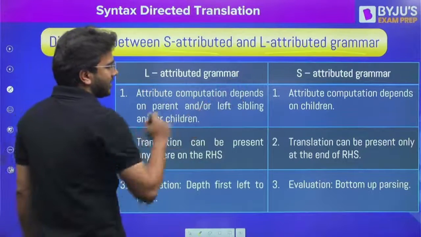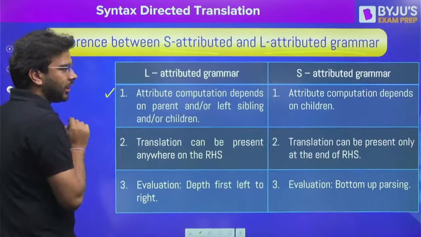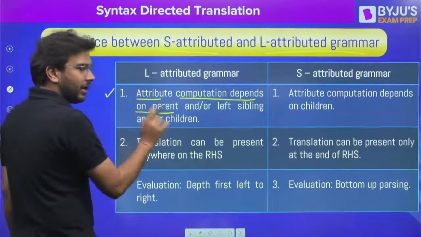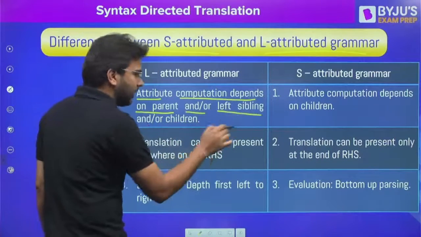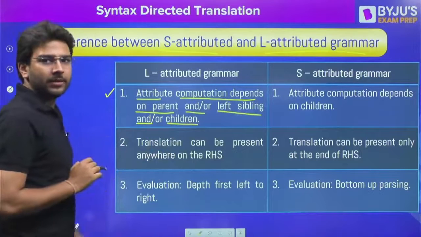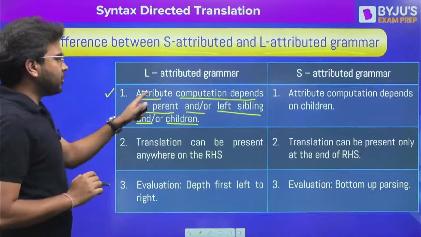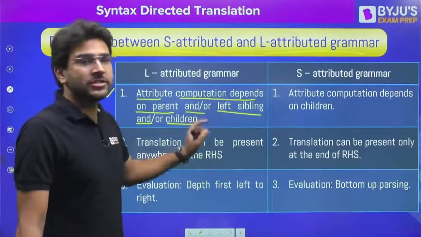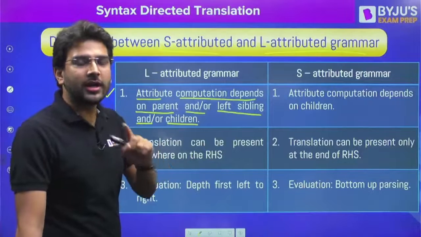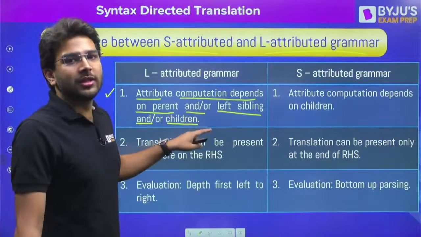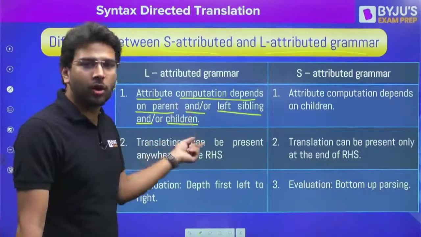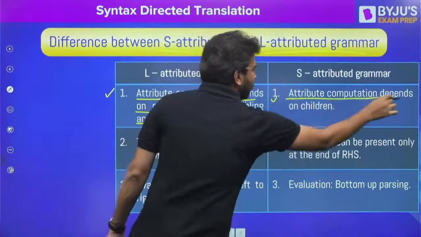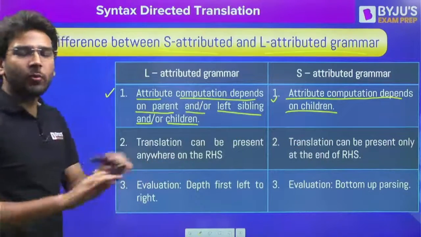L attributed grammar and S attributed grammar. The first point we have in L attributed grammar is attribute computation. Here in this case, L attributed depends on parent and or left sibling and or children. Clear? So here attribute computation depends on parent and or, that means you have the choice, or you can have both. Left sibling, here right sibling is not allowed. And or children, that means either you can have children or you can have all.